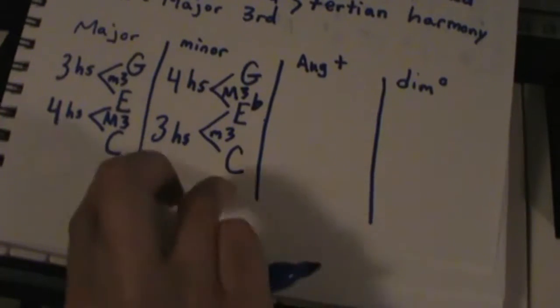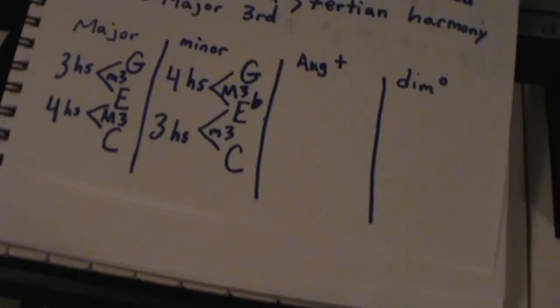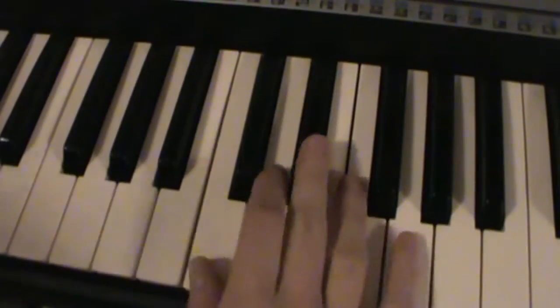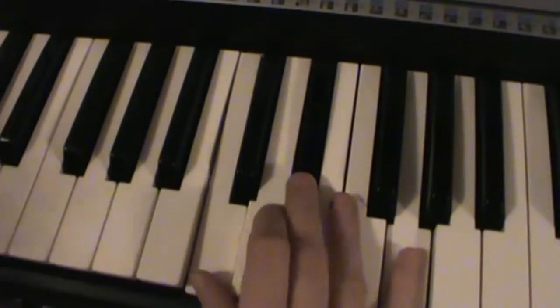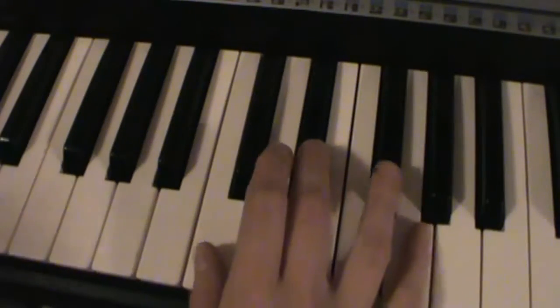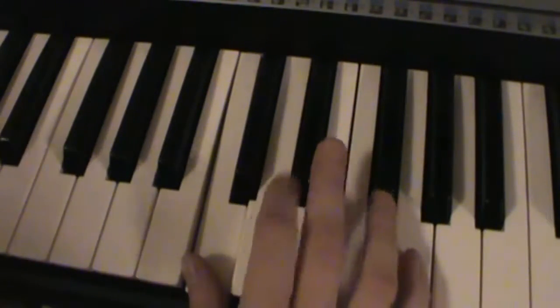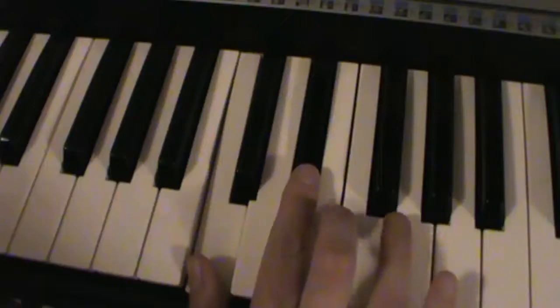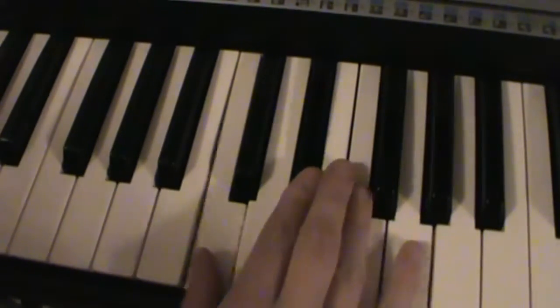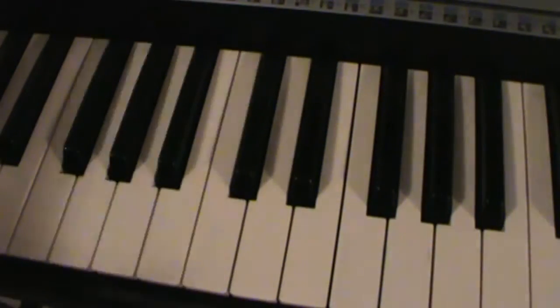Just don't get them mixed up. If maybe you're playing and you get confused, well, if it sounds sad, then it's minor. It sounds kind of gloomy and sad. So 3 half steps, 4 half steps. So 1, 2, 3, 1, 2, 3, 4. Okay, minor triad.